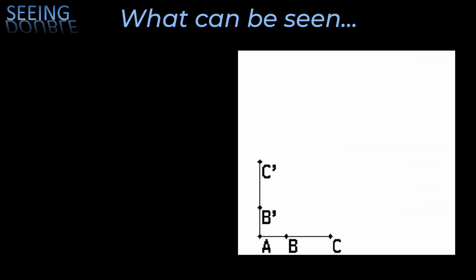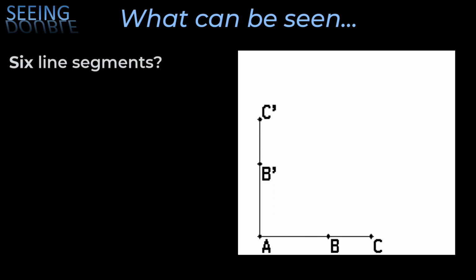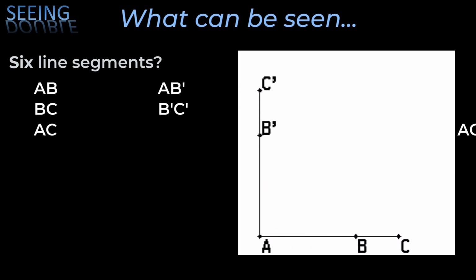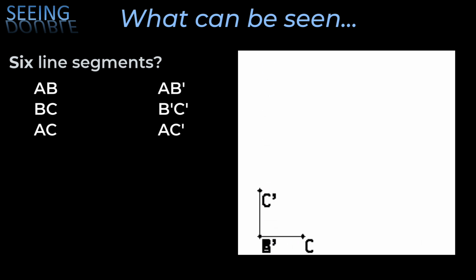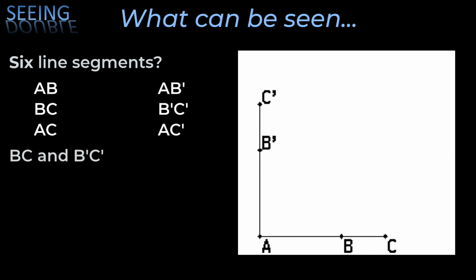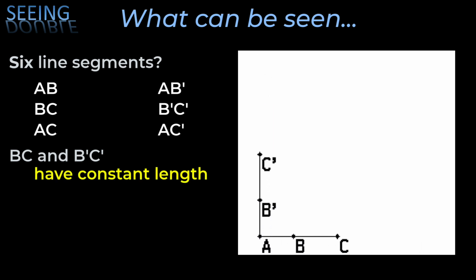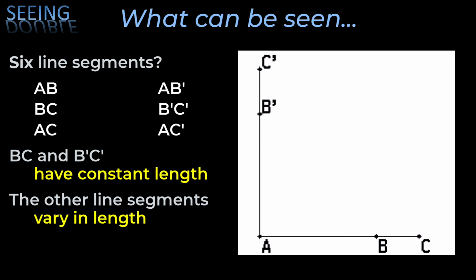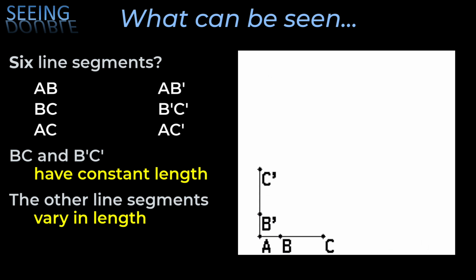How did you go? Did you see 6 line segments, AB, BC and AC, as well as AB', B', C' and AC'? Did you notice that 2 of the line segments, BC and B', C' seem to be of constant length, while the other line segments clearly vary in length? Did you think that some of the line segments were of equal length?